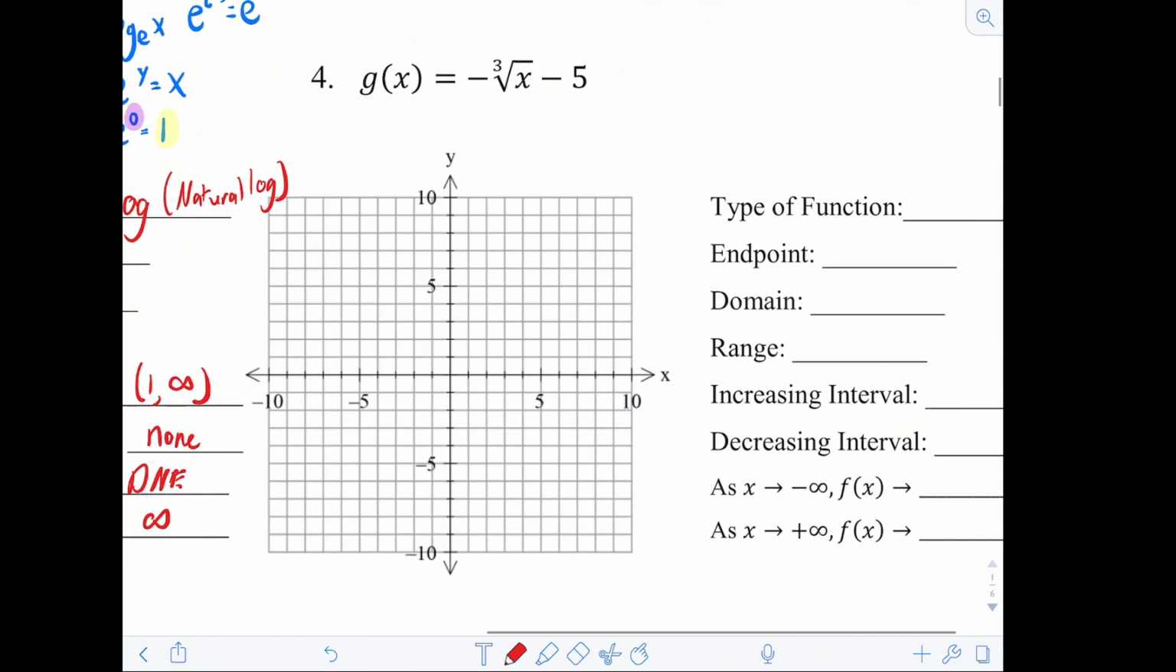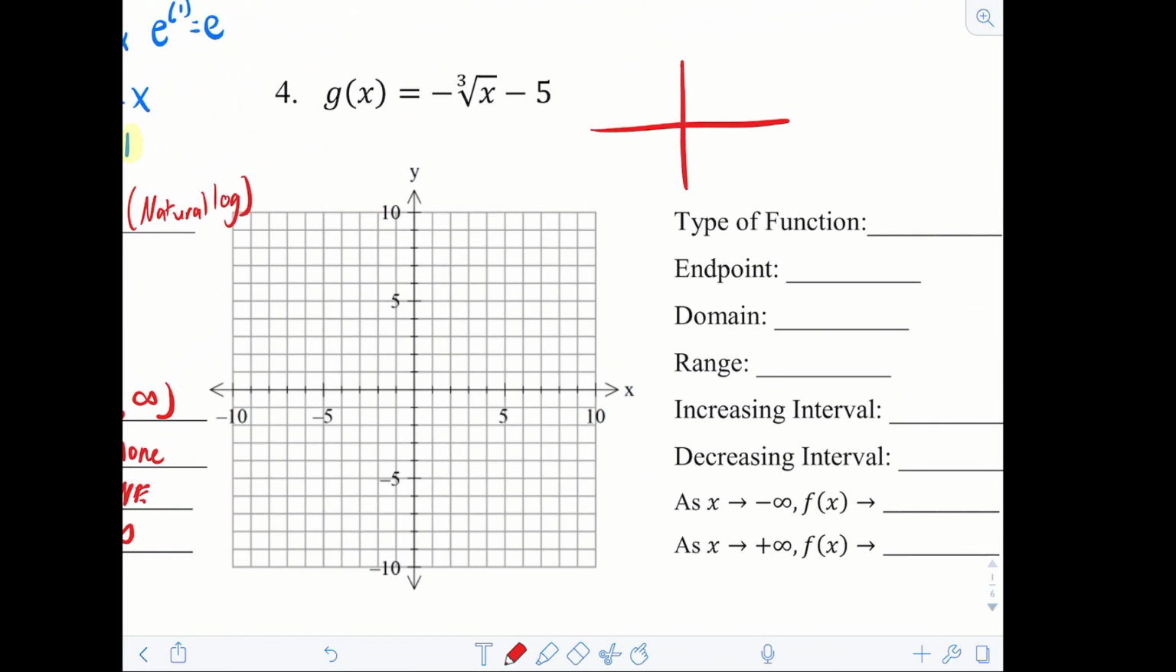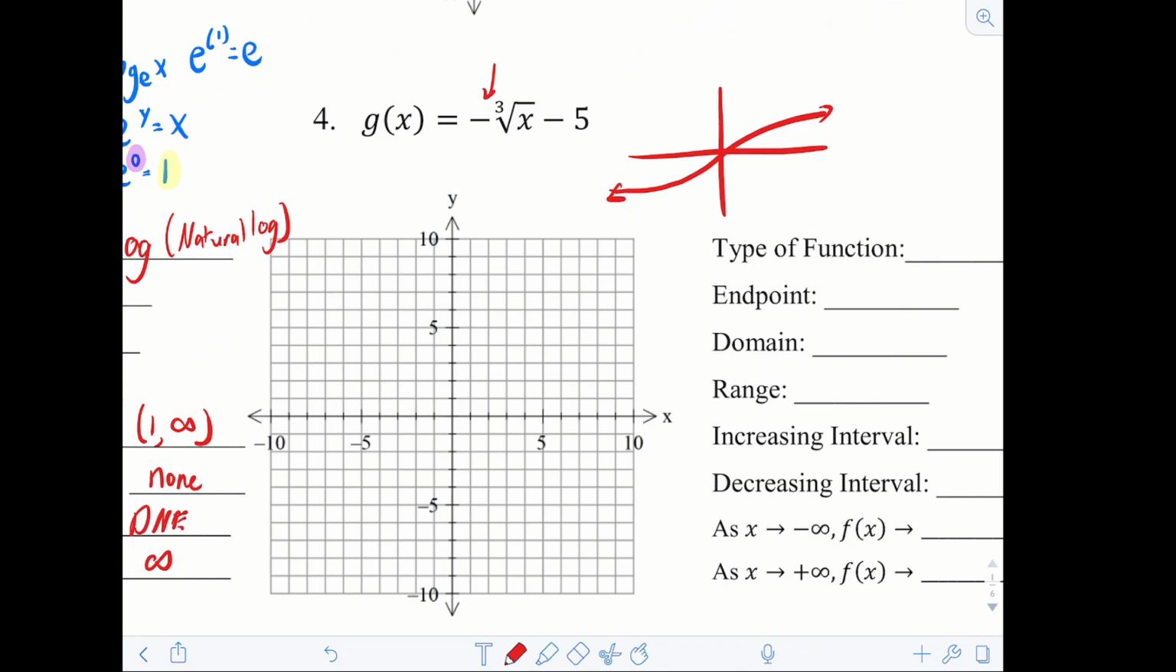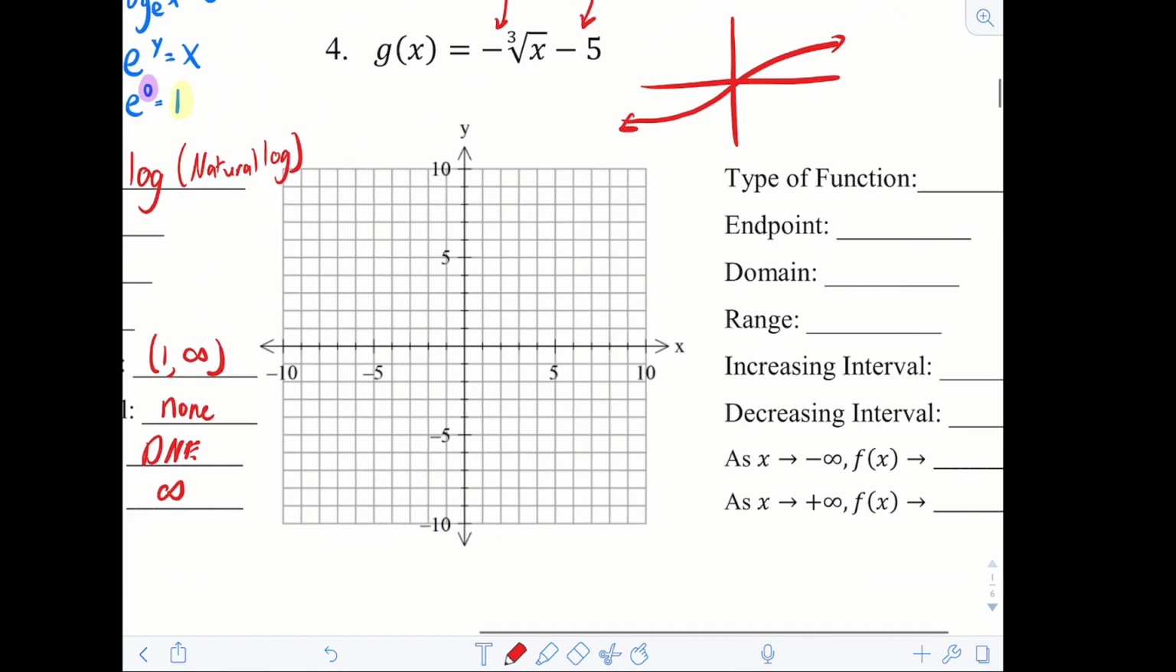Okay, moving on. Cube root. Cube root looks something like this. So I can see right here that this is going to be a reflection over the x-axis, and then we're going to be moving it 5 units down. So if I actually start at 5 units down, that'll be right there. That's also a way of thinking about this as saying x is equal to 0, so cube root of 0 is 0, 0 times negative 1 is 0, 0 minus 5, which is negative 5.